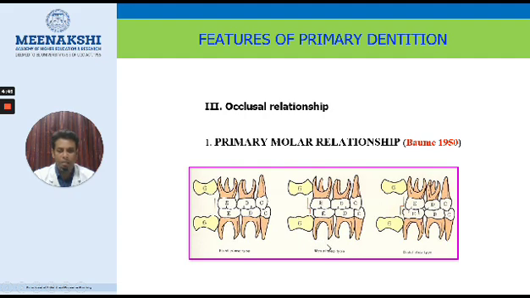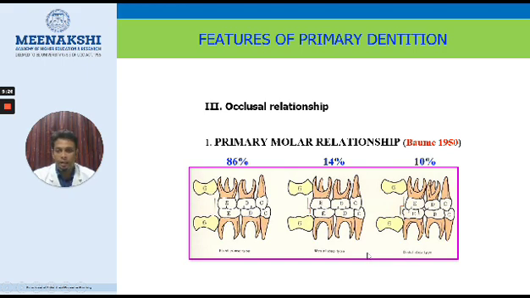The second type is the mesial step type, wherein the distal surface of the mandibular second primary molar is ahead or mesial to the distal surface of the maxillary second primary molar, as you can see in this picture. This is also common. The third type is the distal step, wherein the distal surface of the mandibular second primary molar is distal or behind the distal surface of the maxillary second primary molar. This is less common when compared to the other two types.